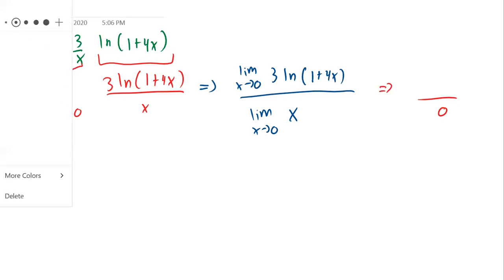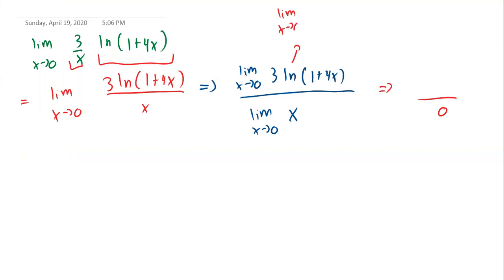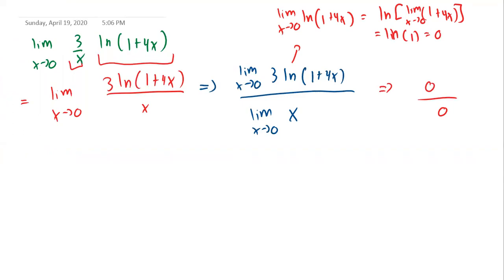So basically what I'm saying is, because the natural log is continuous, the limit as x approaches 0 of the natural log of 1 plus 4x, and we saw this before, equals the natural log of the limit, which equals the natural log of 1, which equals 0. And again, 0 times 3 is just 0. So there we have it. We have 0 over 0. We have the correct indeterminate form.